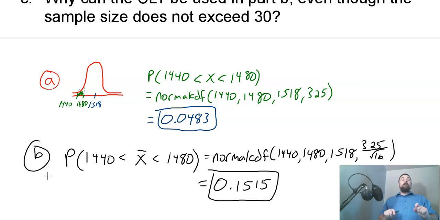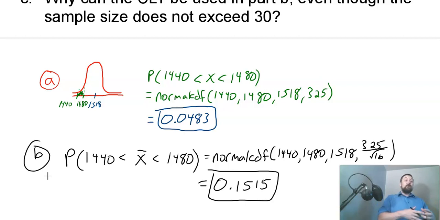So the probability that a group of 16 people would have an average score between 1440 and 1480 is about 15%. 0.1515 is what you should have got for part B. Now, why can the central limit theorem be used in part B, even though the sample size does not exceed 30? Because the original data set had a normal distribution to begin with. And if that's the case, then sample size doesn't matter for the central limit theorem. It automatically applies regardless of the sample size. So that's why it is okay.